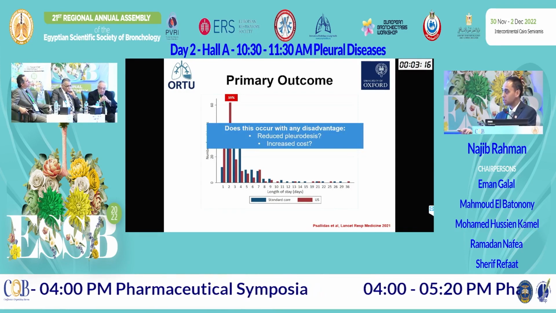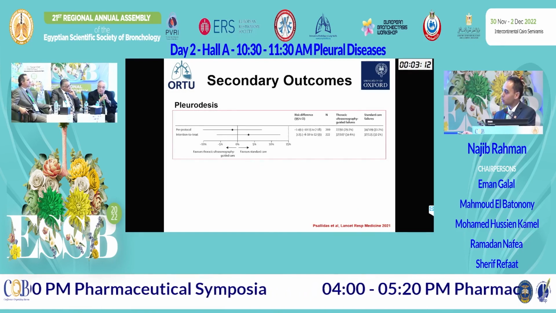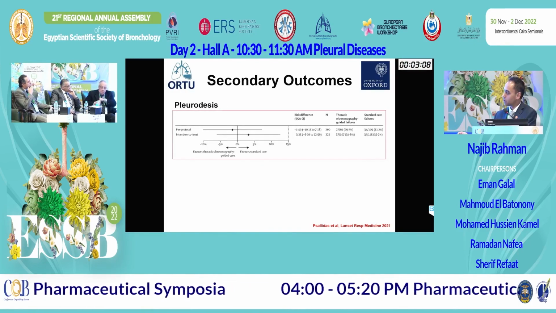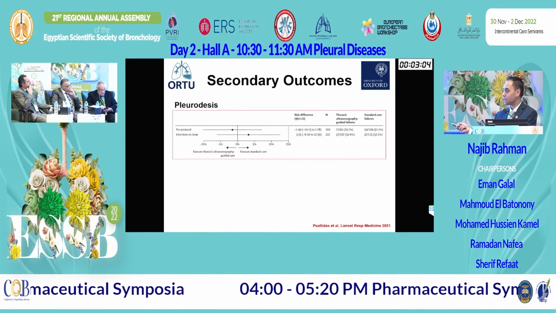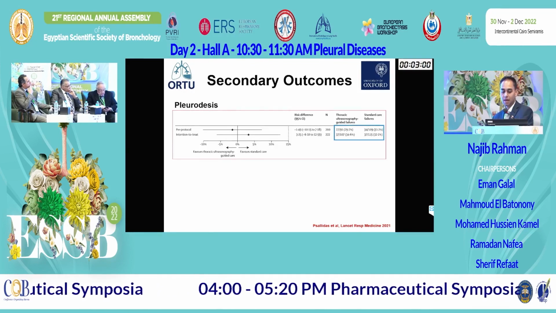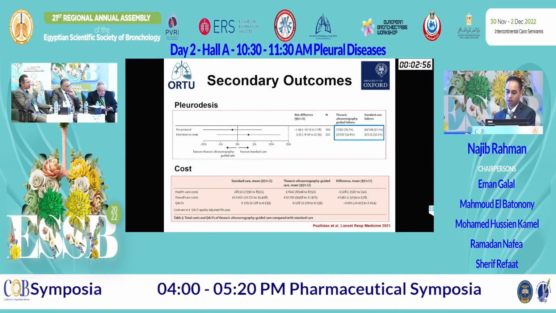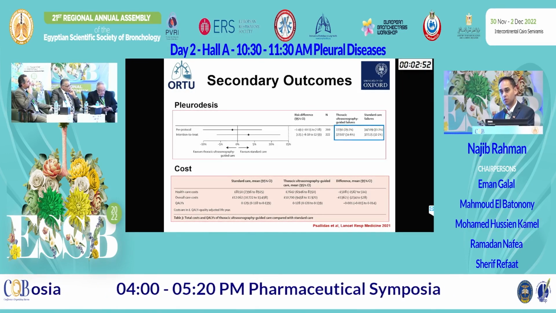The question is, does it reduce pleurodesis or does it increase cost? And in fact, it does not reduce pleurodesis. So this is a non-inferiority comparison. Here is the line of no difference. And we've got pleurodesis rates up at the 70% in both groups, no difference between ultrasound and standard care. And in fact, it was cheaper to use ultrasound by approximately £1,000. And the reason for that is that it saves time in hospital.